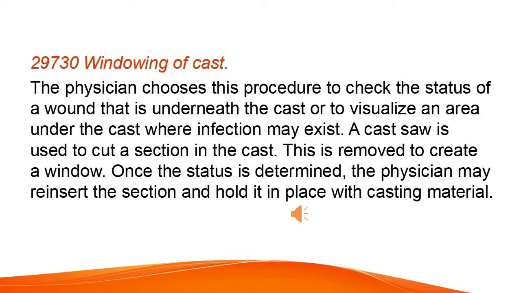Windowing of cast. The physician chooses this procedure to check the status of a wound that is underneath the cast or to visualize an area under the cast where infection may exist. A cast saw is used to cut a section in the cast. This is removed to create a window. Once the status is determined, the physician may reinsert the section and hold it in place with casting material.